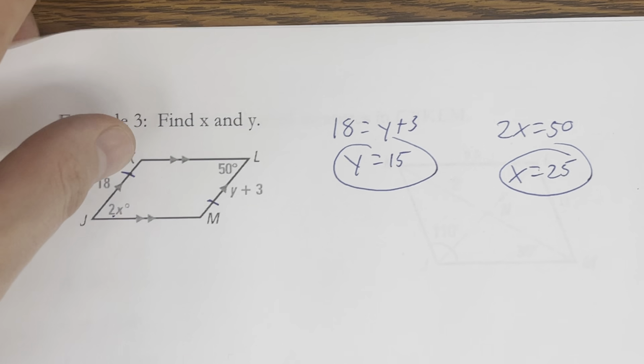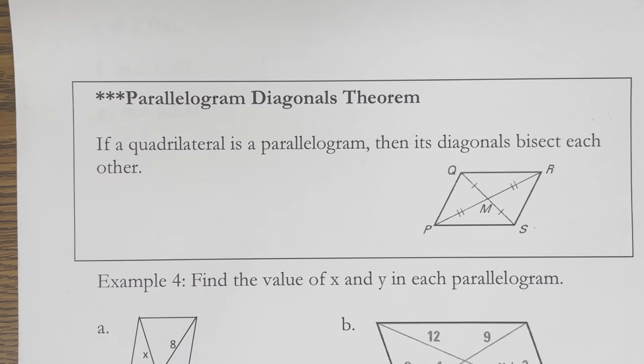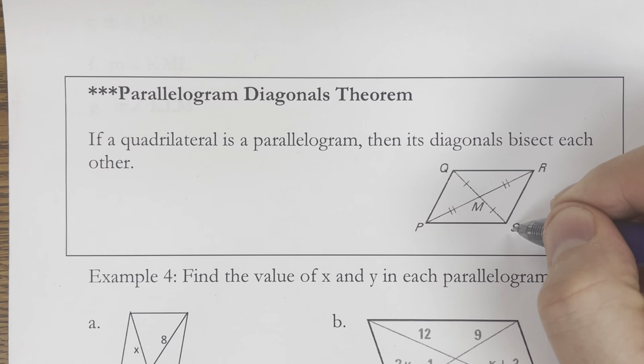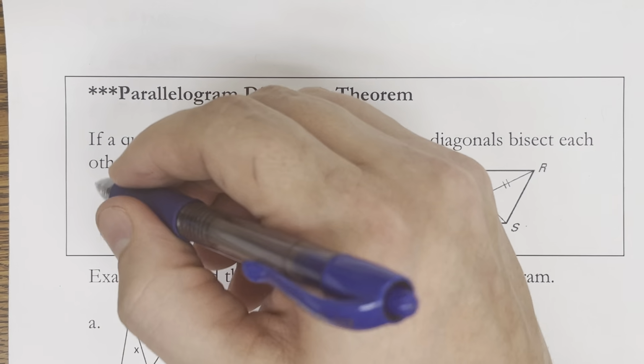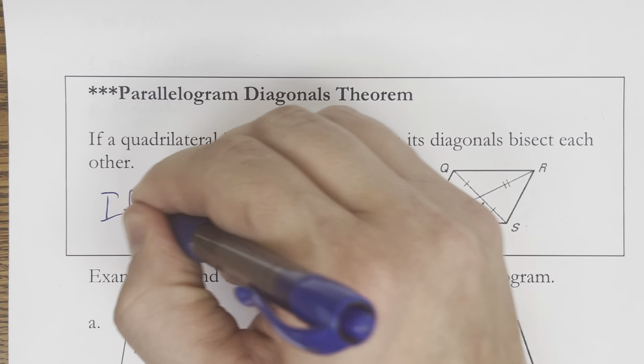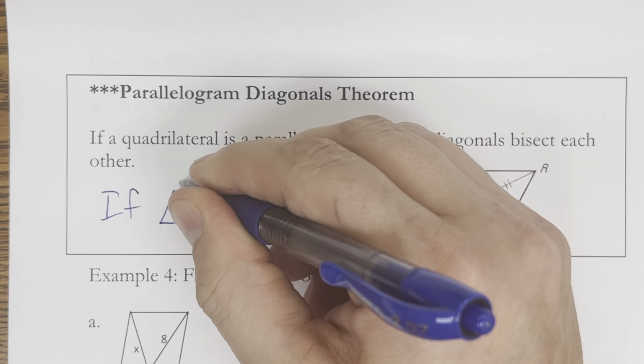Next, we're going to look at the diagonals. All right. The diagonals of the parallelogram go from one vertex over to the opposite one. Okay. They bisect each other. So if the figure is a parallelogram, again, I'm drawing it out.